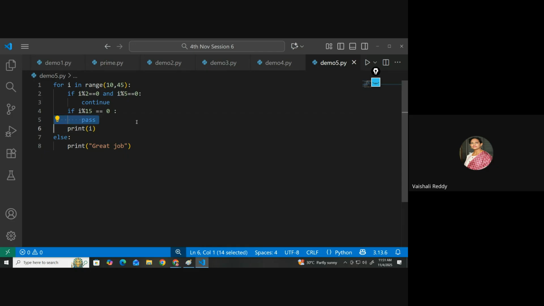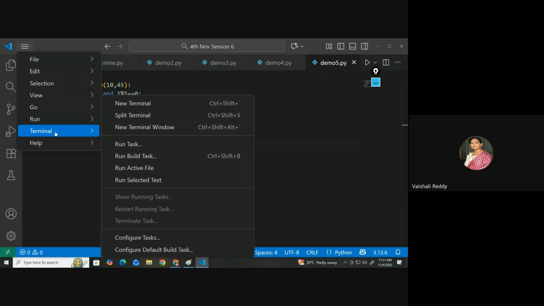Can you see this pass? Sorry, pass means it will be printed. It will not skip, right? So 15 is printed. Then 16, 17, what about 20? 20 should be skipped, yes. 25, no. 40 will be skipped. Yes, so I think Rajat has got the answer. What about others?